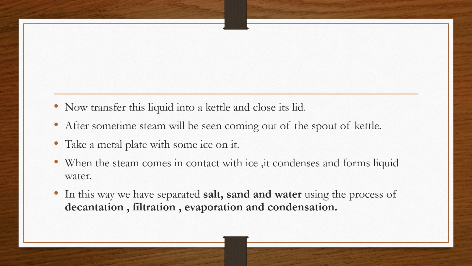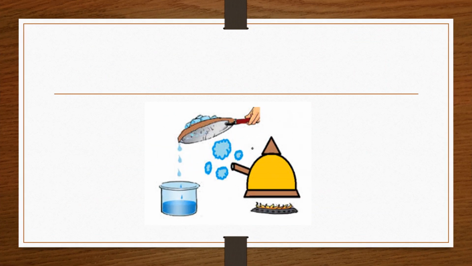Now we have to take a metal plate with some ice on it. When the steam comes in contact with the ice plate, the liquid will get condensed, and then we have to collect that liquid in another beaker. So in this way, we have separated salt, sand and water using the process of decantation, filtration, evaporation and condensation. So this you can see.